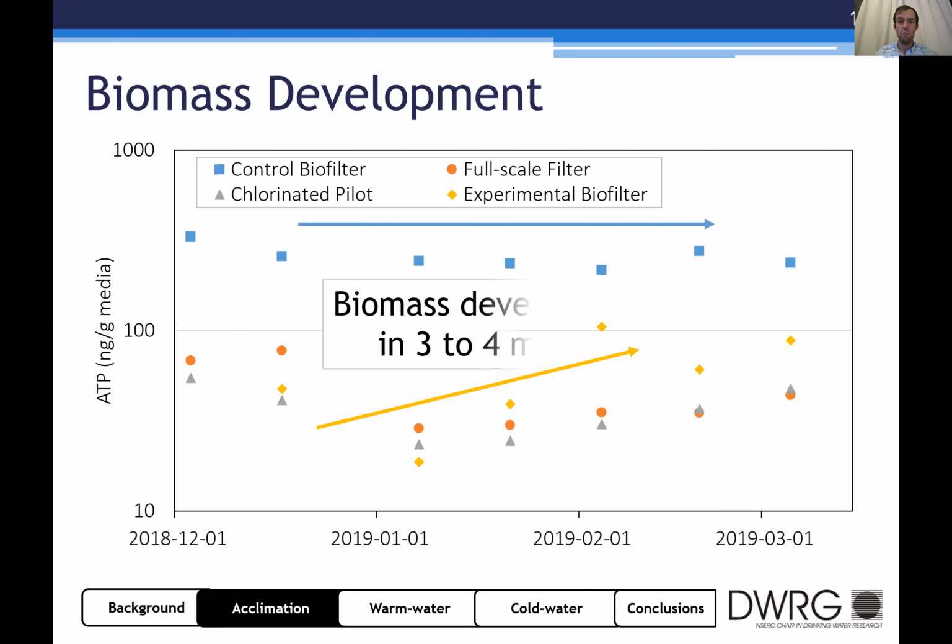And what we can see from this is that biomass development, as defined by ATP, takes roughly 3 to 4 months. And previously, the literature has indicated that a threshold of about 100 nanograms per gram media would define biological acclimation. And that's kind of what we defined here. Over a period of about a year and a half, the experimental filter didn't ever reach the same ATP concentration as the control biofilter.